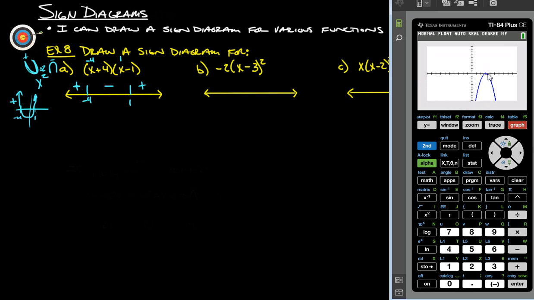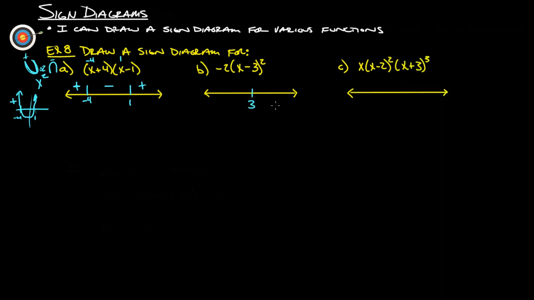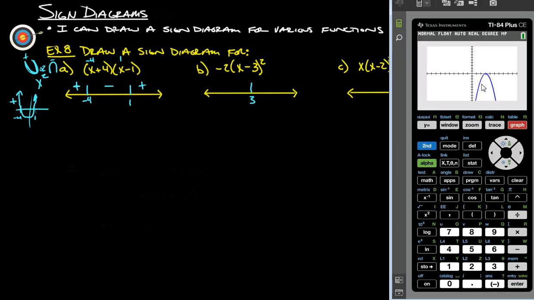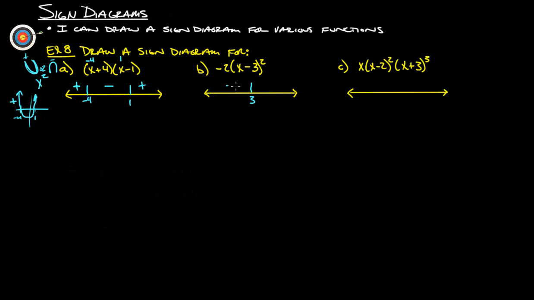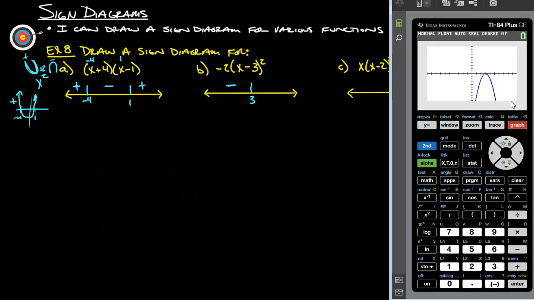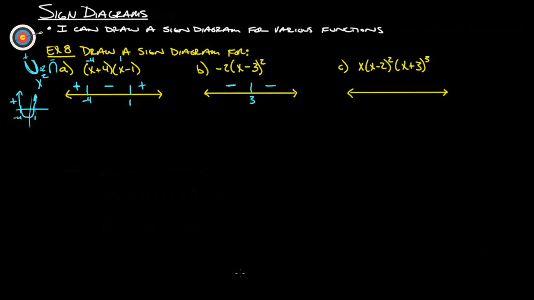Okay, so if we do our sign diagram, we only have 3. At +3 is our only intercept. I keep messing that up. +3 is our only x-intercept, right? Okay. Now when you look at that, to the left of 3, it's negative. And when you look at it to the right, it's also negative. So there's our sign diagram for this function here.